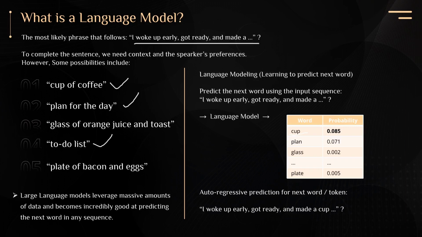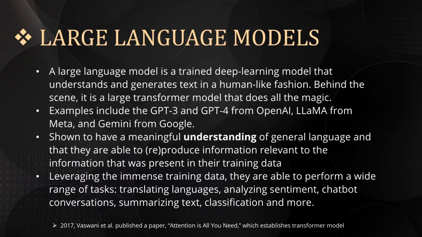By doing that, we might get to a sentence something like, I woke up early, got ready, and made a cup of coffee, for example. After that, the model generates an end of sequence token, which is a special symbol, which means that the generation is complete and it doesn't generate anymore. Given a small input sequence, contextually it builds up just by predicting the next word again and again. It's able to entirely generate new sentences. And these large language models, through the massive amounts of data that they're trained on, become very good at predicting the next word in any sequence.